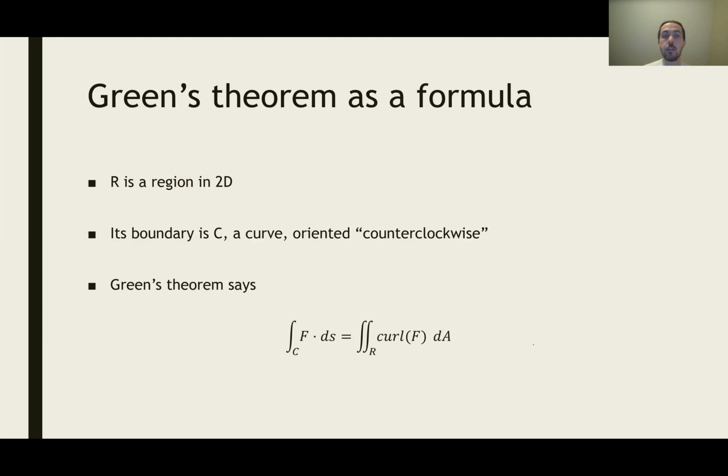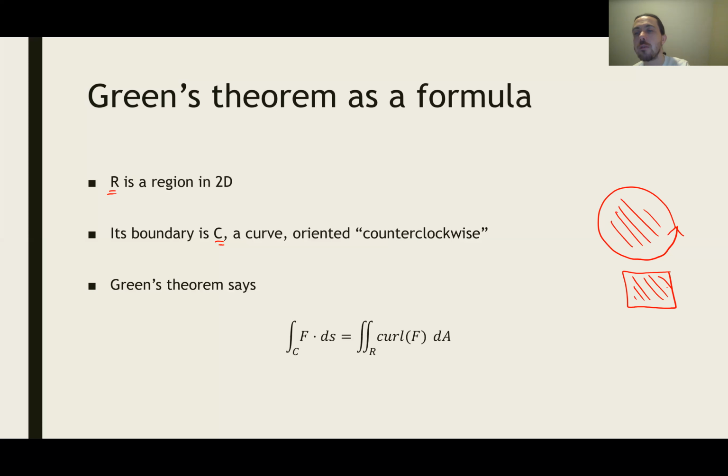As a formula, it says, suppose we've got some region in 2D, let's call it R, and its boundary is some curve, C, that's oriented counterclockwise. So for example, if we've got a circle here, then a counterclockwise orientation around its boundary is what you think it is. If we've got something like a square, then we just consistently move around the outside boundary of the square in a counterclockwise direction as well. And we'll talk a little bit about this orientation in another part of this lecture material today.